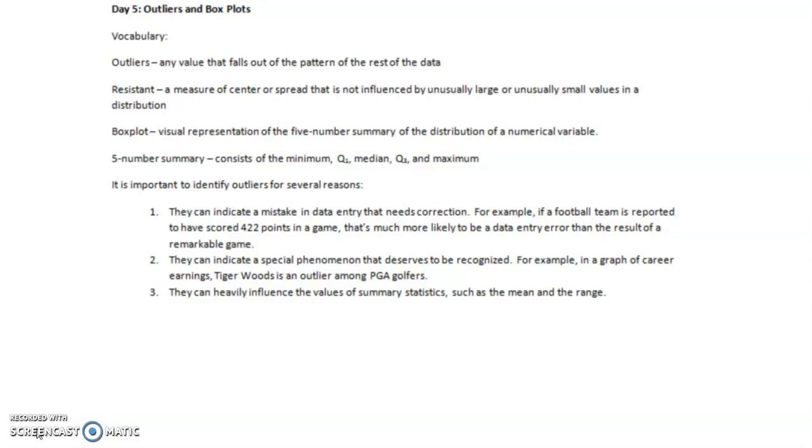It is important to identify outliers for several reasons. They can indicate a mistake in the data entry that needs correction. They can indicate a special phenomenon that deserves to be recognized. And most importantly, they can heavily influence the values of summary statistics, such as the mean and the range.